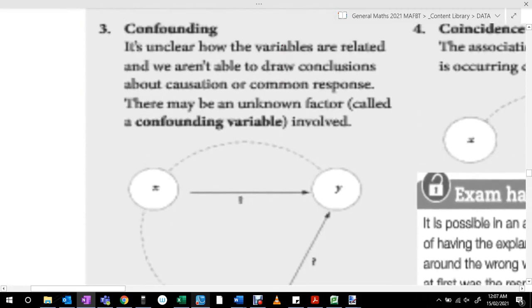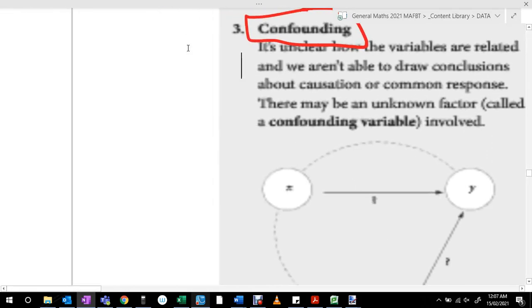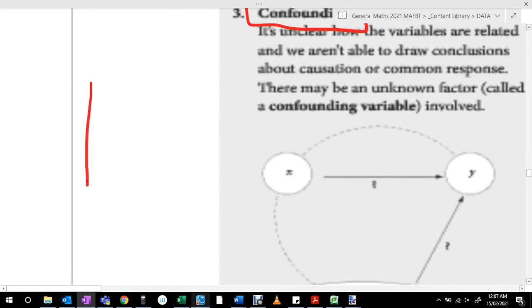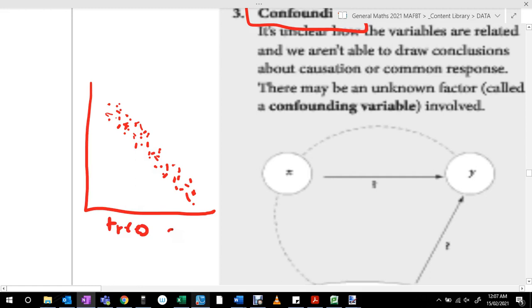Confounding. It's unclear. So here it's unclear how the variables are related, and we aren't able to draw conclusions about causation or common response. There may be a confounding variable, meaning that there could be something we don't know that is causing both of those variables to actually have a strong R value. So let's say something like this. I don't know what variables you could have. Let's say, for example, trees growth.